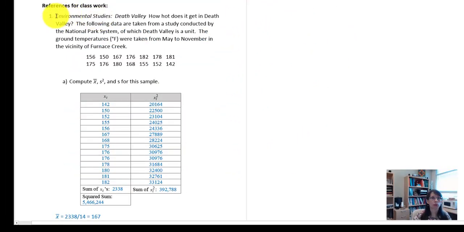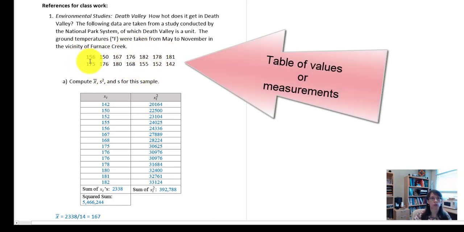In our first example, we have an environmental study in Death Valley. How hot does it get in Death Valley? The following data are taken from a study conducted by the National Park System, of which Death Valley is a unit. The ground temperatures in degrees Fahrenheit were taken from May to November in the vicinity of Furnace Creek. So we have a table of values to use.